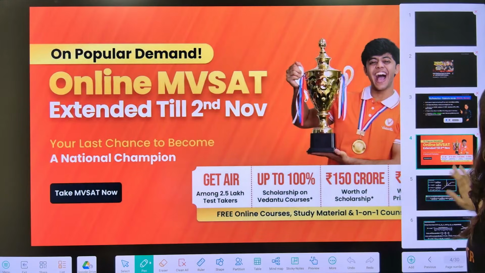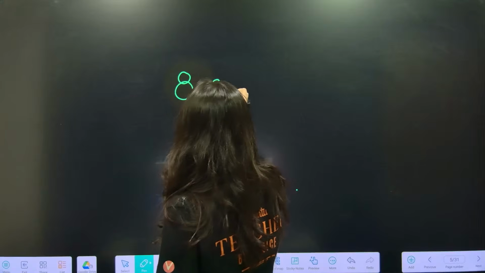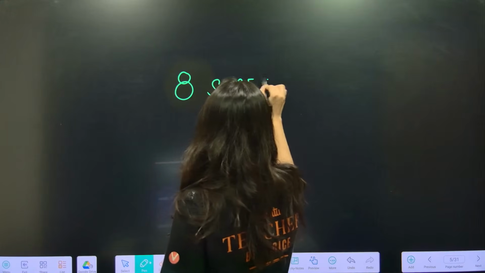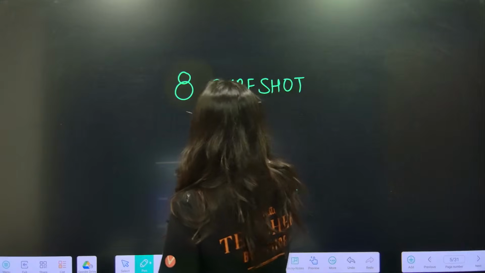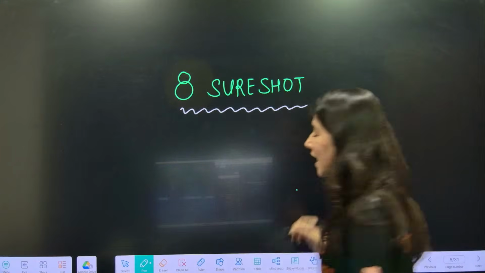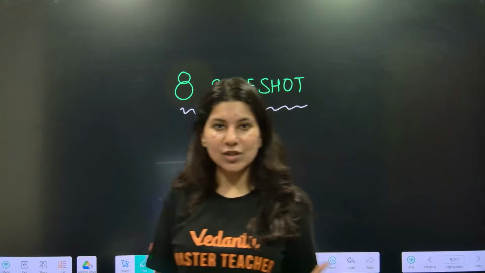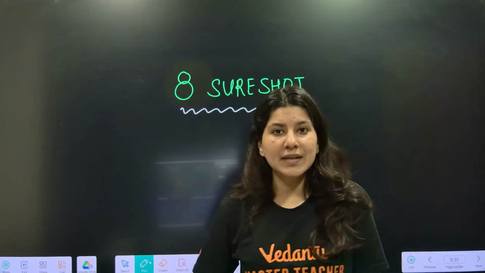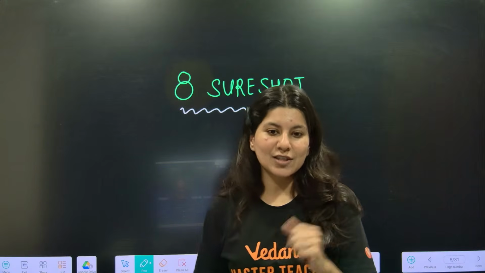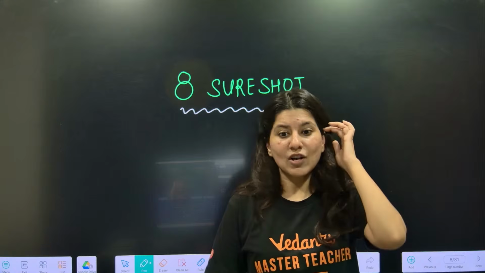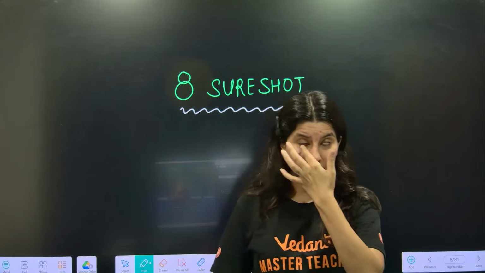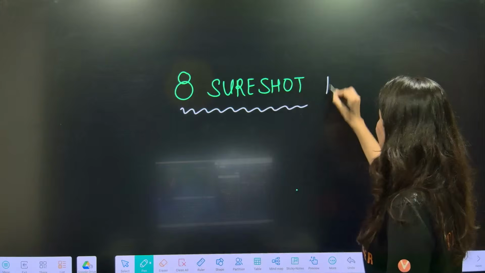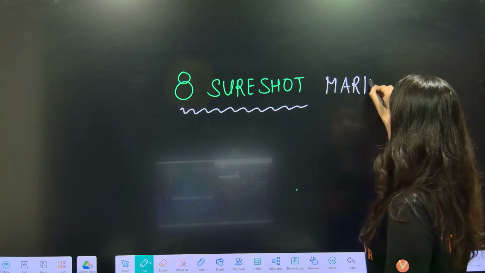So how are we going to start 3D geometry? First of all, 8 short marks from this chapter. One question is the fixed question, shortest distance between two skew lines. And another question can be a rotating question. It could be from the image of a point, it could be foot of perpendicular, it could be from direction cosines, it could be anything. Yes, one of the highest weighted chapters, JEE aspirants. So 8 short marks from this chapter.